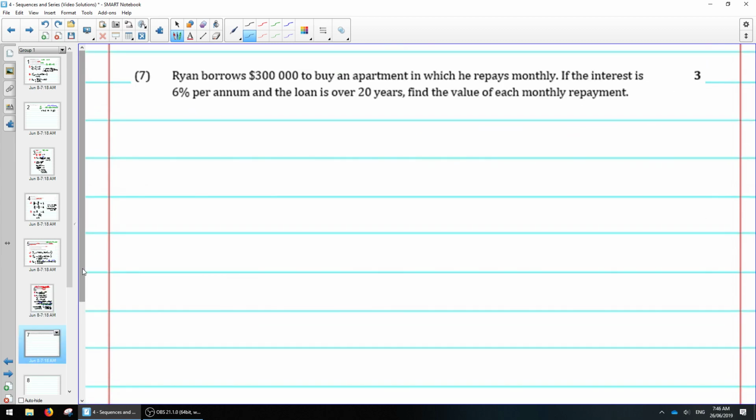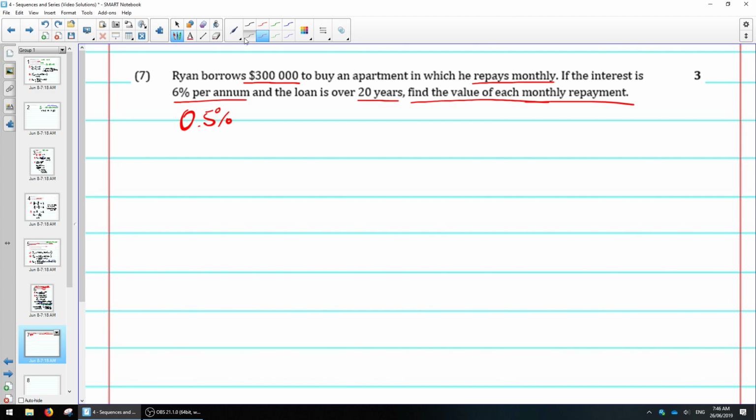And last question, and so that was an annuities question, so now we're talking about a loan repayment question. So Ryan borrows $300,000 to buy an apartment, which he repays monthly. So let's just again identify the keywords. He's borrowed $300,000. Who cares what his name is or that it's to buy an apartment, but he's repaying monthly. If the interest is 6% per annum, so again 0.5% per month, because we said months, it's over 20 years. Find the value of each monthly repayment. That's basically what the question boils down to.